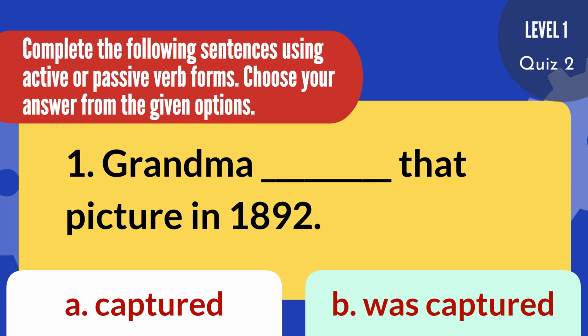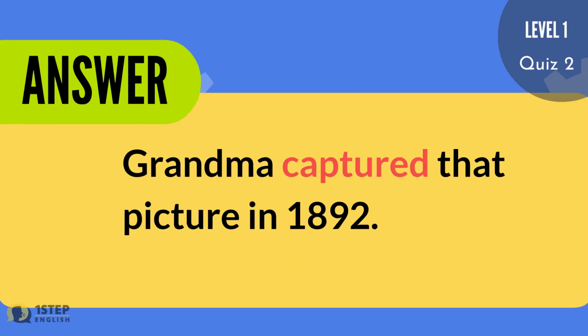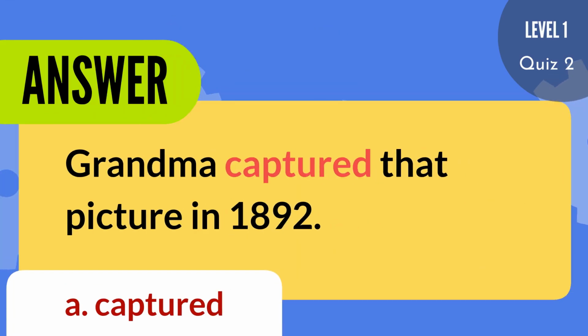Number 1. Grandma blank that picture in 1892. A. Captured. B. Was captured. The correct answer is letter A. Captured. Grandma captured that picture in 1892.